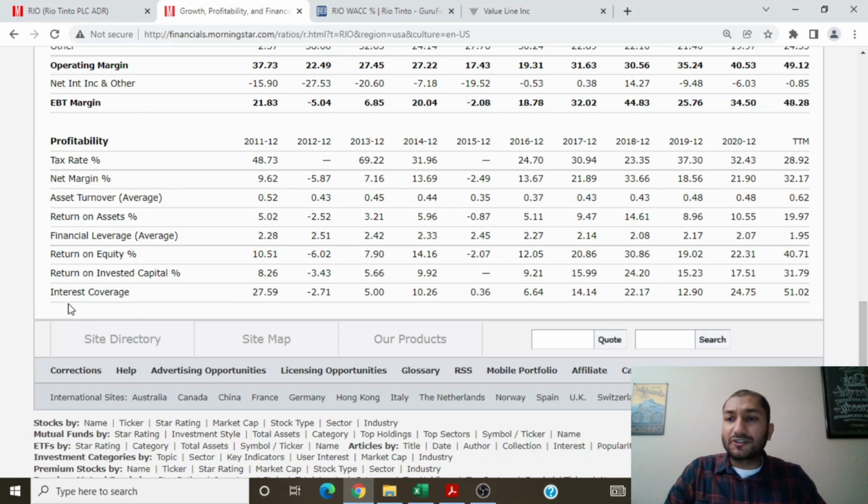Finally, looking at the interest coverage. The interest coverage is the ratio of the company's income to its interest obligations. So it gives us an idea of how many times can the company pay off its interest obligations using its income in that calendar year. Back in 2011, the company's interest coverage was about 27.6 times, and for the trailing 12 months, that number was about 51 times. Benjamin Graham, the father of value investing, preferred to only invest in securities that had an interest coverage of 5 times or higher.